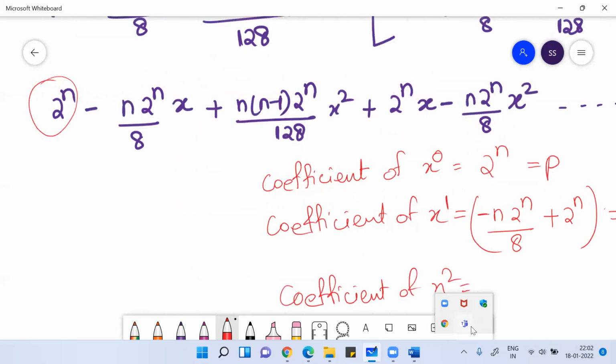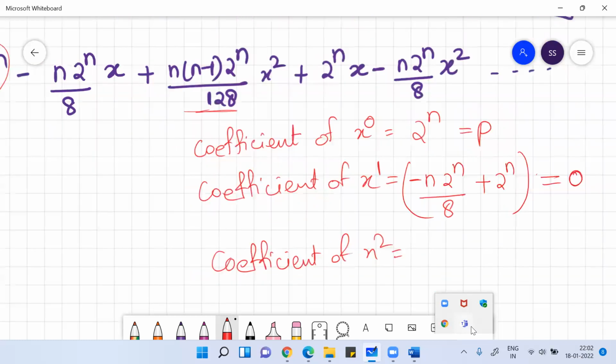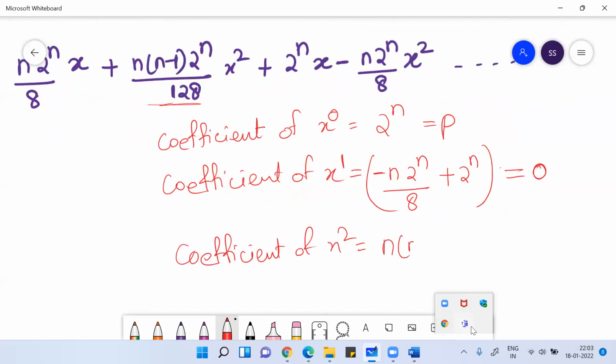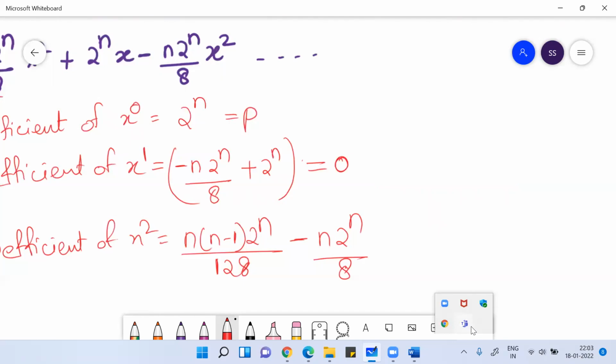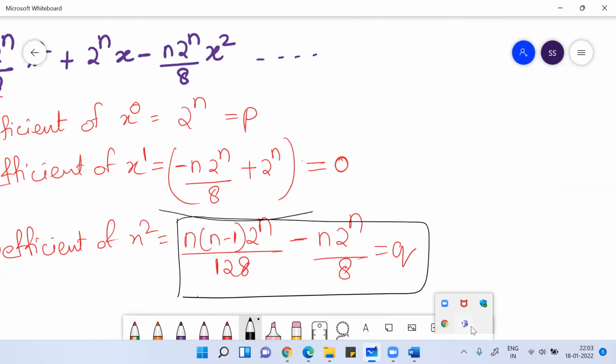What is x square? This is x square. X square is n into n minus 1 into 2 to the power n by 128. Then your x square is minus n 2 to the power n by 8, correct, right? Now this is given to you as q, fine.